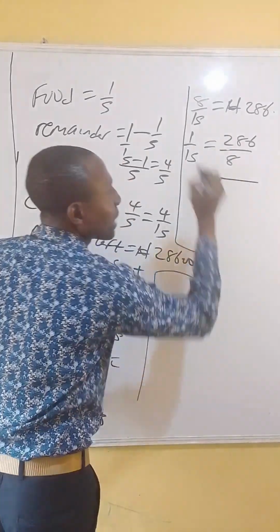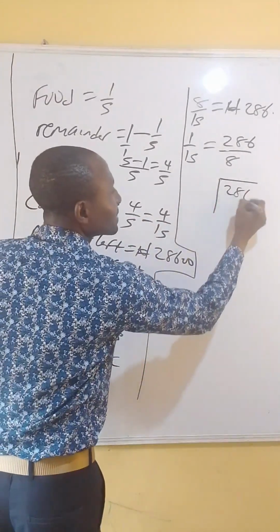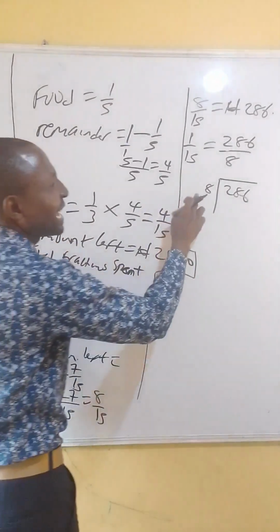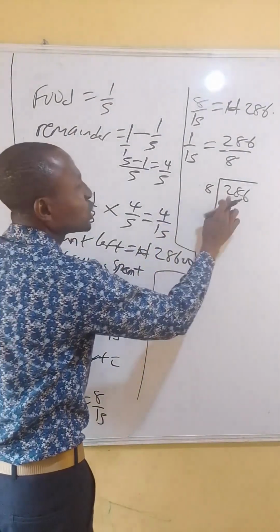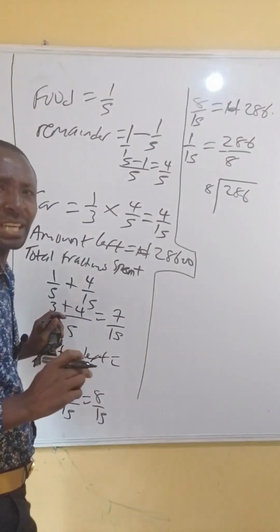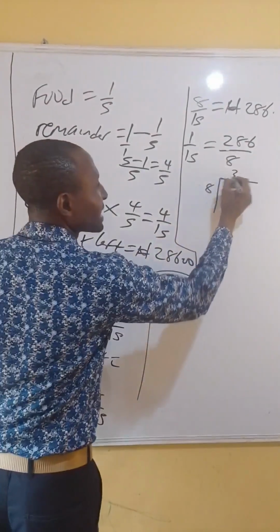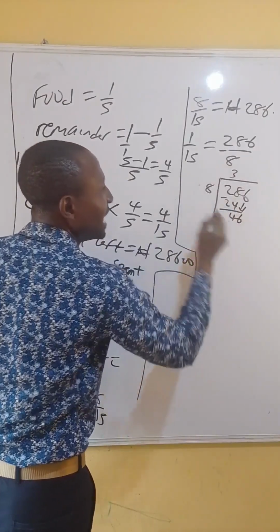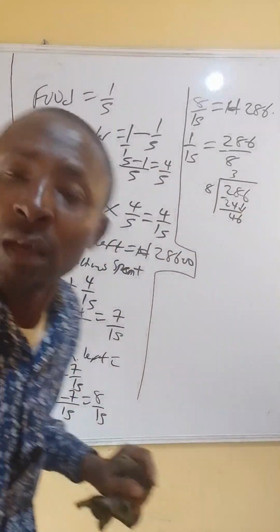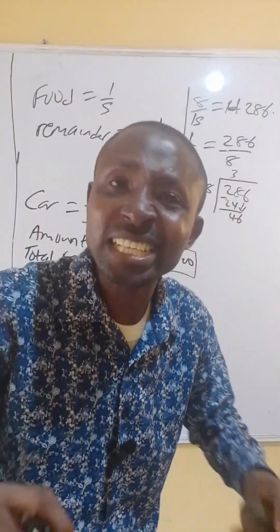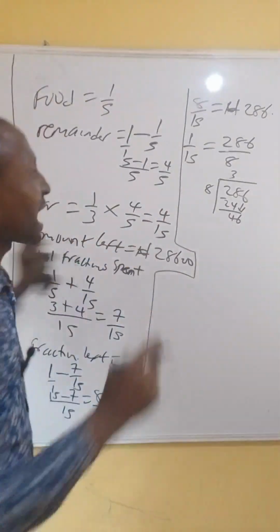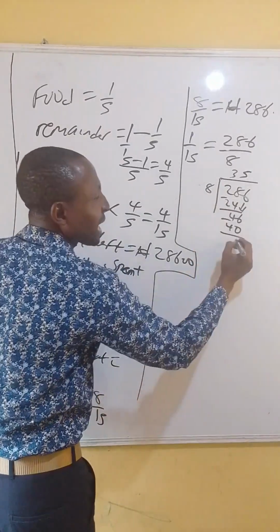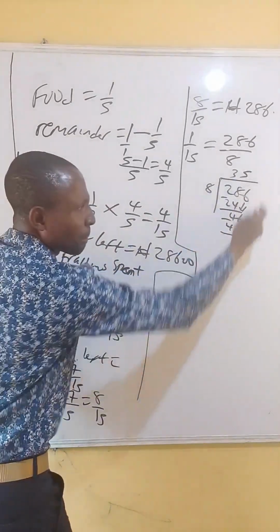For those people who are in primary school, this is 286 divided by 8. This is better because if you are not allowed to use a calculator, 8 in 2 is impossible. 8 in 28 will give us 3. 8 times 3 is 24. Take away, we have 4. Bring down your 6. 8 in 46 will give us 5. 8 times 5 is 40. Take away, we have 6. Nothing can be brought down.